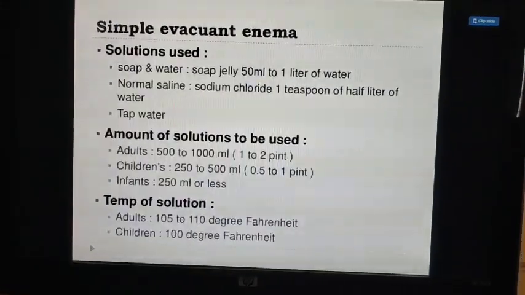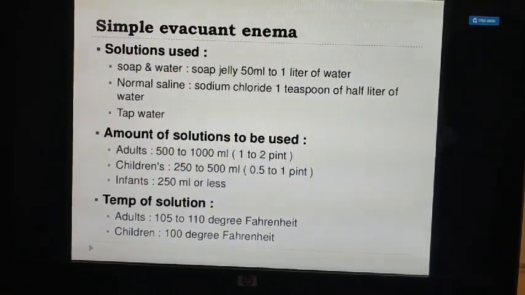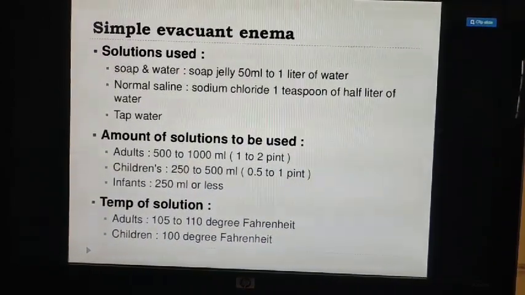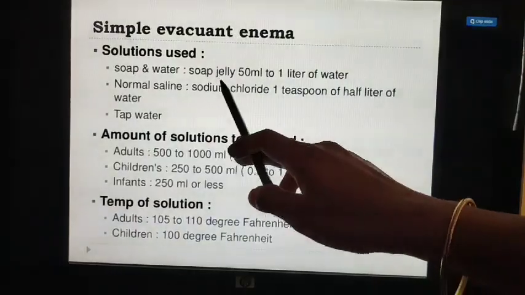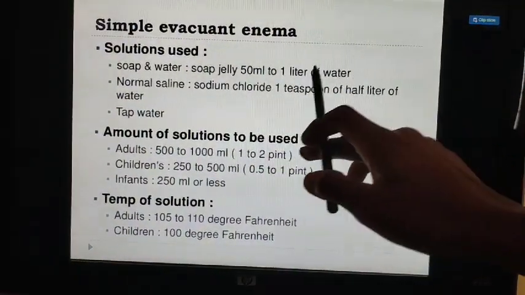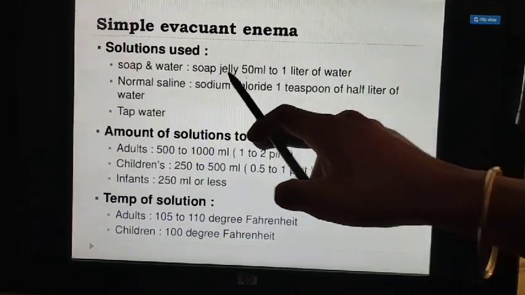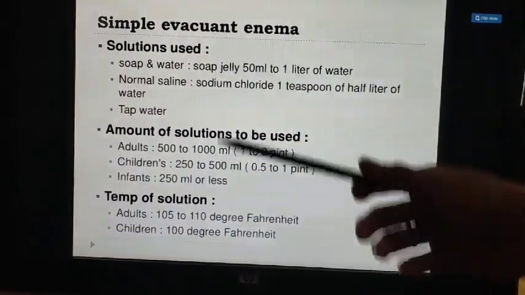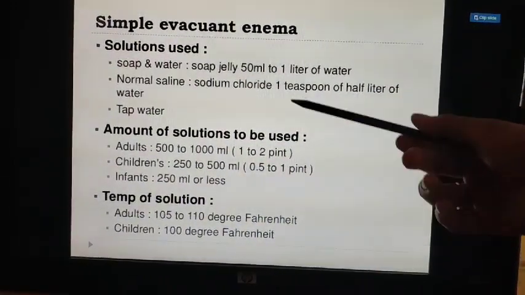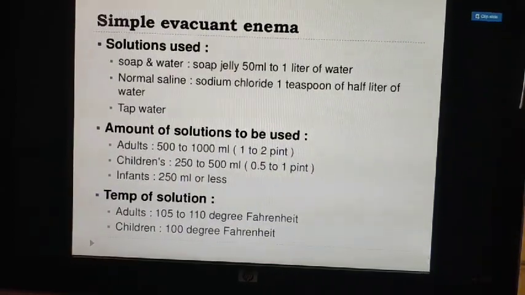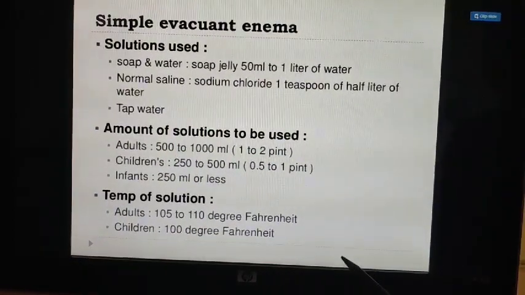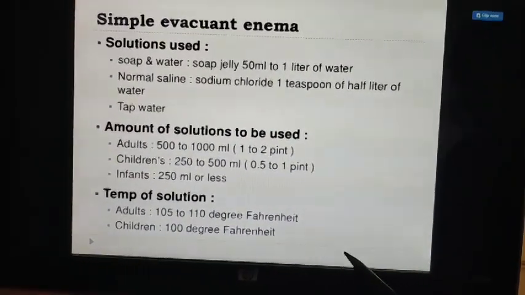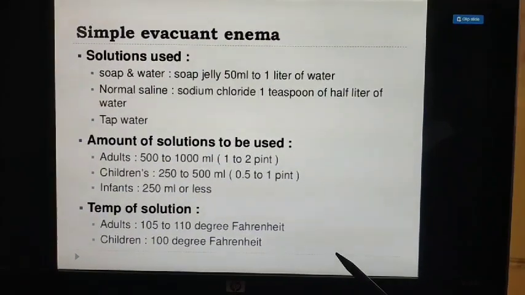Next, what solutions do we have to use? Simply, we use soap and water. We have to take soap jelly, 50 ml to 1 liter of water. For 1 liter of water, we mix 50 ml of soap jelly. Then we can use normal saline also, that is sodium chloride, 1 tablespoon of salt to a liter of water. Otherwise, you can use simple tap water for the simple evacuant enema. Understood? Soap water, either normal saline or tap water.